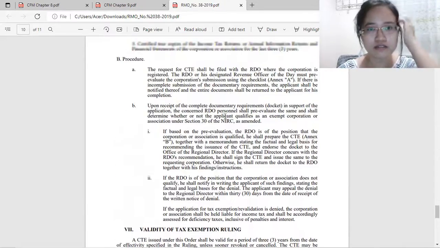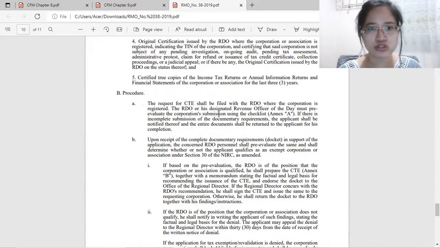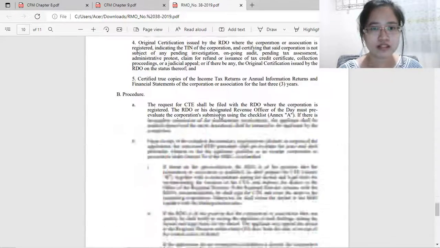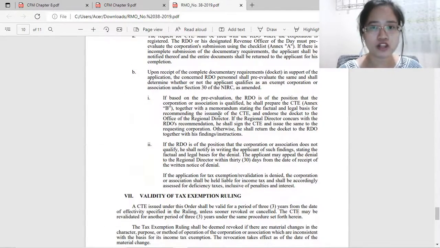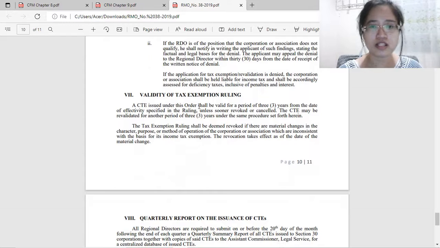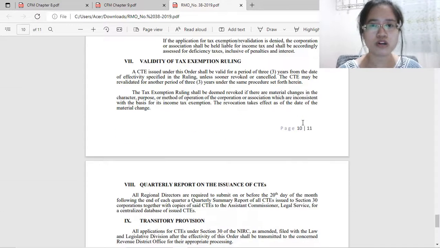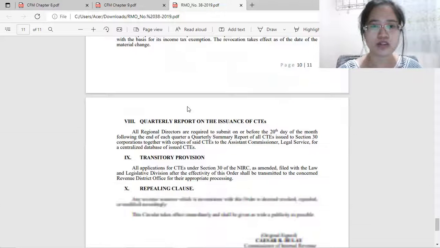And then you have the procedures, where to submit the documents, and then you have the validity of tax exemption. It's revalidated for another period of 3 years under the same procedures. Okay, although before, once you're issued with the tax exemption, it's valid no matter how long, as long as you're still able to prove that you comply with the requirements.